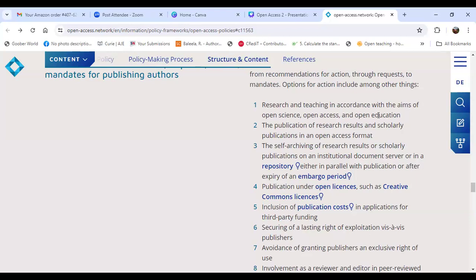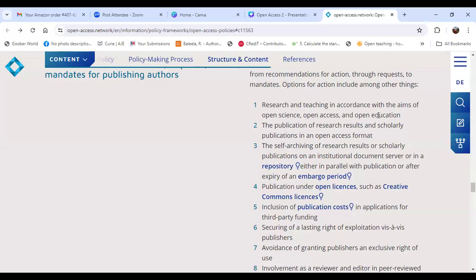Inclusion of publication costs. Who should pay the APCs, the article processing charges? Are there third-party funders? Like, we're obtaining a grant from the Wellcome Trust. They have their own open access policy. Every single grant from the Wellcome Trust, publications produced using that grant should be available openly to all. And thus, the Wellcome Trust will pay the APCs.